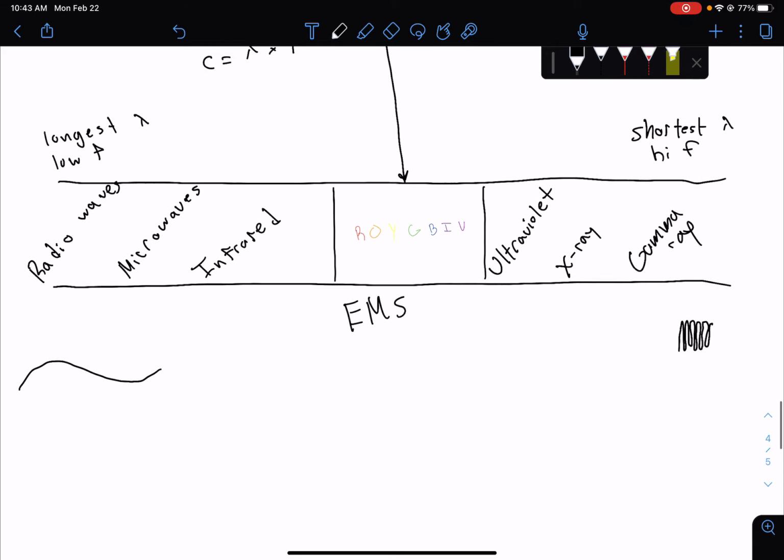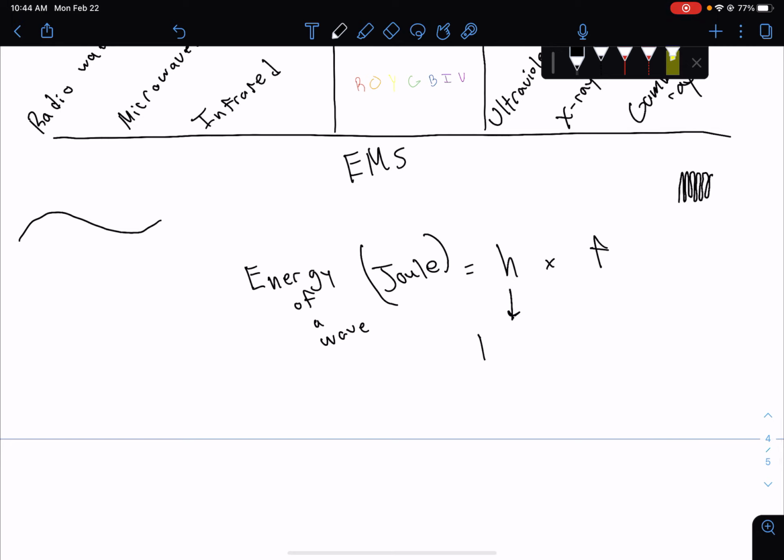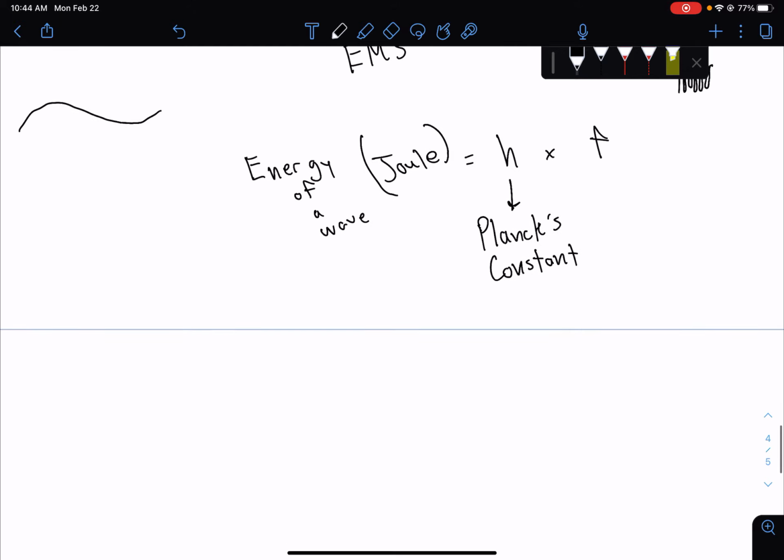All right, so in terms of energy of a wave, energy of an EMS wave more specifically, energy of a wave is going to be measured in the joule. You might remember that. Joule is a unit of measurement for energy. Energy of a wave is equal to H times F, where H is something called Planck's constant. You're going to find it in your formula chart.